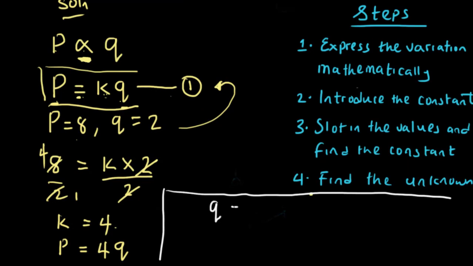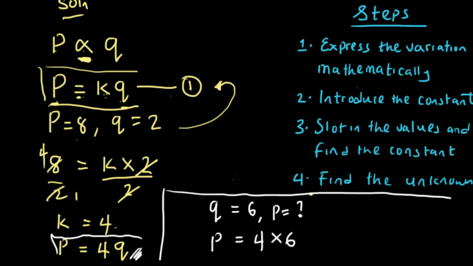So we know that Q is 6 and we are told to calculate P. So anywhere we see Q in this equation, we are going to call it 6. So we'll be having P equals 4 times Q is 6. So 4 times 6. So it means that P equals 4 times 6, which is 24.